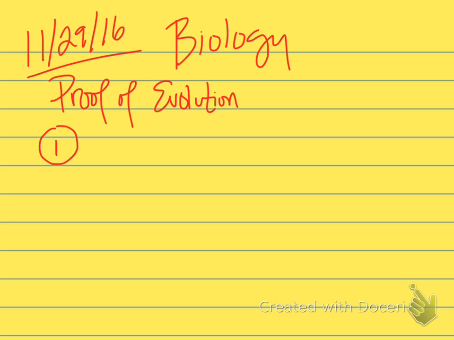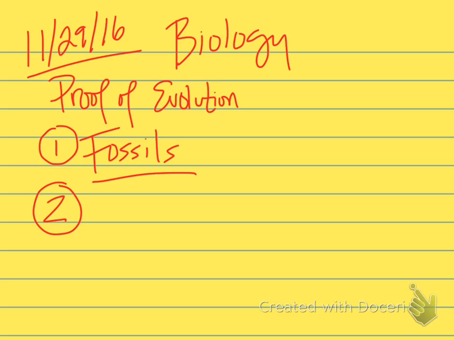The first big category of evidence is fossils. The fossil record. And when we looked at the whale video, what they were showing was a series of life forms that lead up to a modern form. That's the fossil record in a nutshell. What's the second big branch of proof?